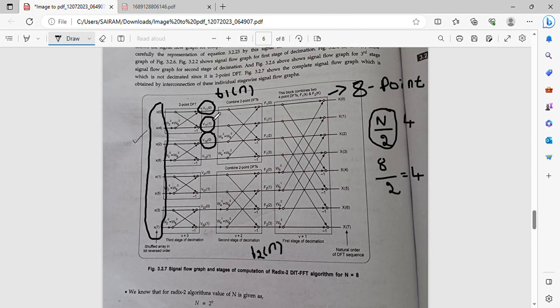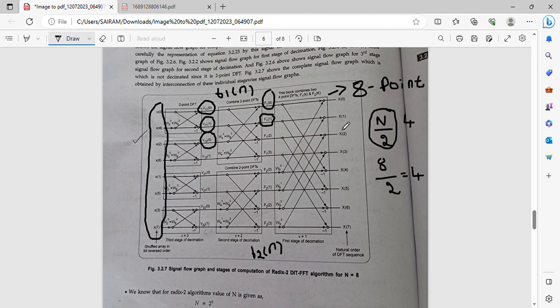So in this diagram, V11 of 0, V11 of 1, V12 of 0, and here F1 of 0, F1 of 1, F1 of 2, whatever output you are getting from the 2 point DFT, whatever output you are getting from the 4 point DFTs, and whatever output you are getting from the 8 point DFT, you should understand how you are getting all of that. Okay, so how are we getting that?